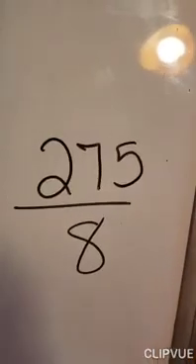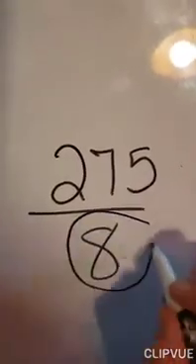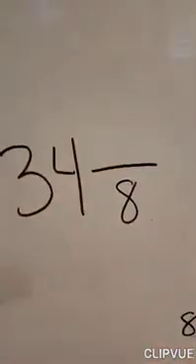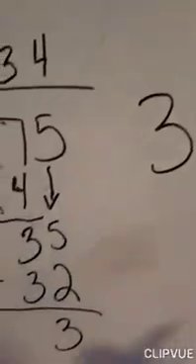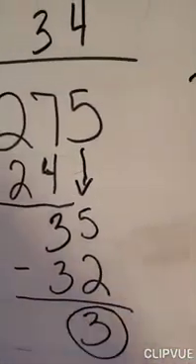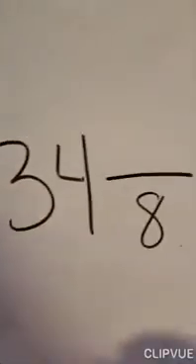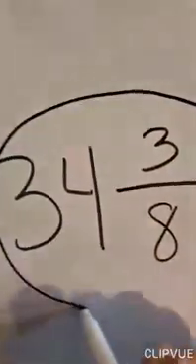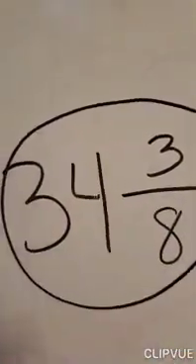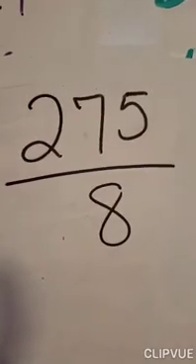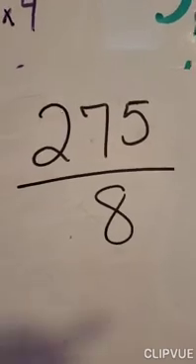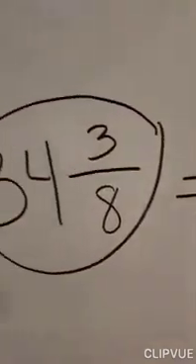We already know that the denominator stays the same. Since our denominator is 8, we're going to leave it as 8. That means we have 8 right here. Now, what was left over? We have 3. And that would be our numerator. So our answer will be 34 3/8. So 34 3/8 is equivalent to 275/8. So if you guys notice, our answer will be this.